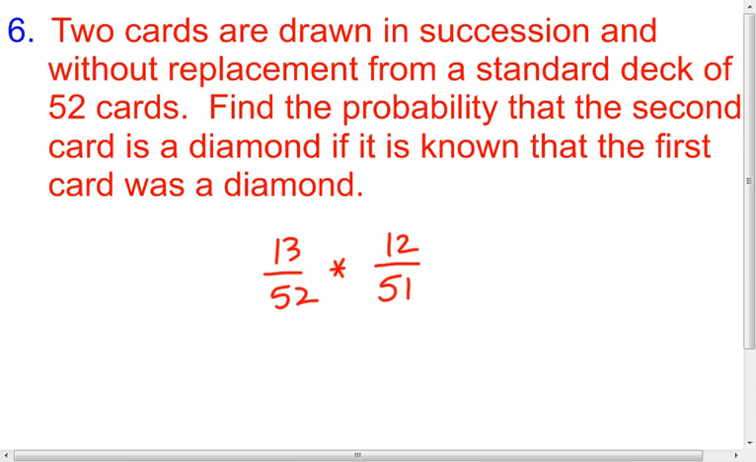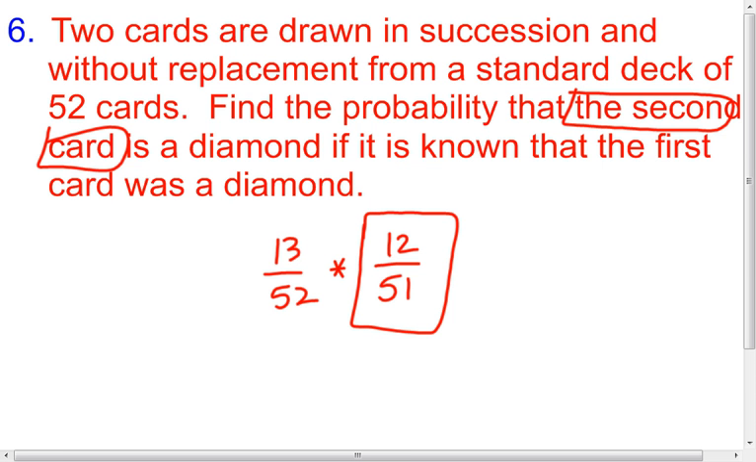What you're going to be tempted to do is multiply this out and get an answer and go. But all it's asking you is find the probability that the second card, that's all it wants to know about. It doesn't want to know the total probability. It wants to know the probability of the second card. And the second card is a 12 and 51 shot. And that reduces to 4/17.